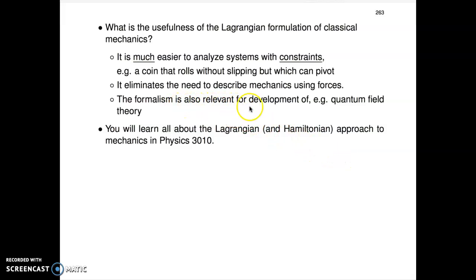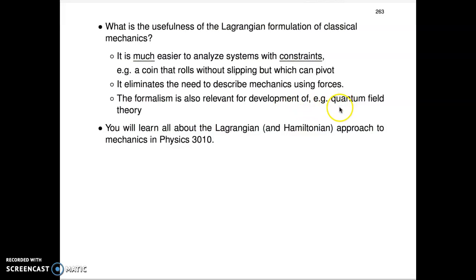This formalism is also relevant for the development of advanced ideas in quantum mechanics, for example, quantum field theory. Believe it or not, it doesn't look like quantum mechanics has anything to do with this, but the formalism is relevant for the development of quantum field theory. So you're going to learn a lot more about Lagrangian and something called Hamiltonian, the Hamiltonian approach to mechanics in the advanced mechanics course. Okay, that's it.